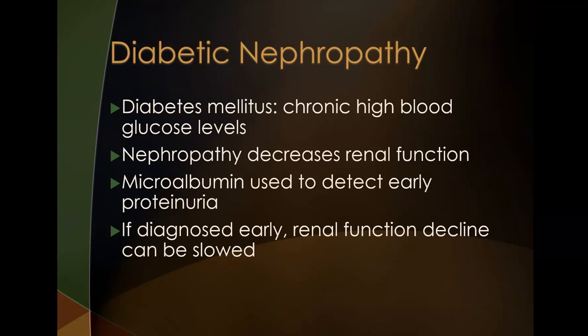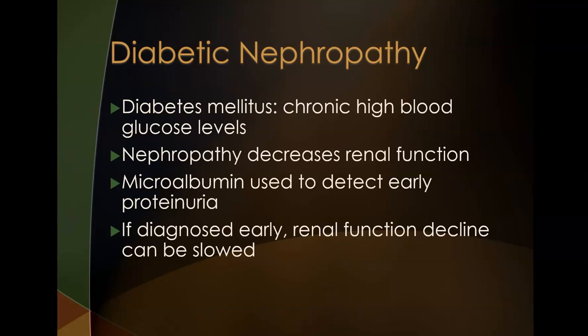So as the glomeruli, just where the capillaries are, get damaged, the kidneys lose their function, and it's very slow and very gradual. So one of the things that we do, because it is so slow and so gradual, is that we use microalbumin. So this looks for traces of albumin in the urine, and it is used to detect early proteinuria before it is even detectable on the dipsticks and stuff.